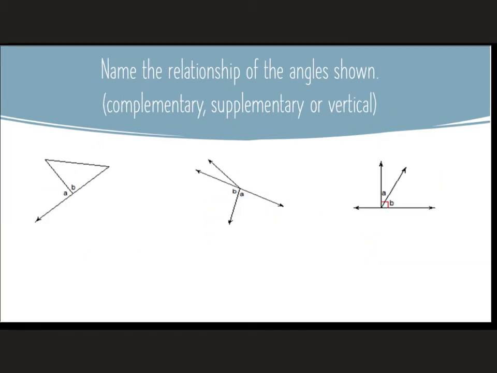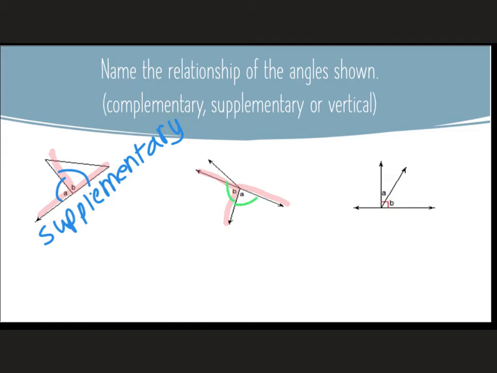Continuing with that vocab, looking at this next one, again, I like to highlight what I see, what two angles I'm looking at. So I have angle A and angle B. You can clearly see that those two angles combined create a straight line. Straight line is 180 degrees, so these are supplementary angles. Okay, remember supplementary equals 180 degrees. Next one, I'm going to highlight, there's my angle B and angle A. Those two angles together create a straight line, or 180 degrees. So these are also supplementary.